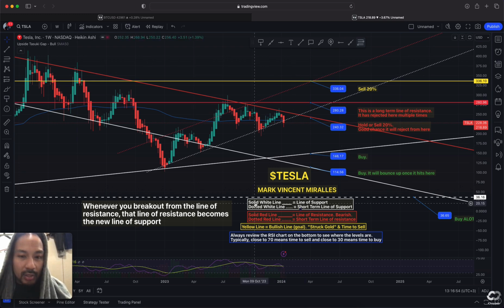But the basics: solid white line is line of support, dotted white line is short-term line of support, solid red line is the line of resistance, dotted red line is a short-term line of resistance, yellow line is our gold. We try to sell at the yellow. We sell 20% at the yellow.